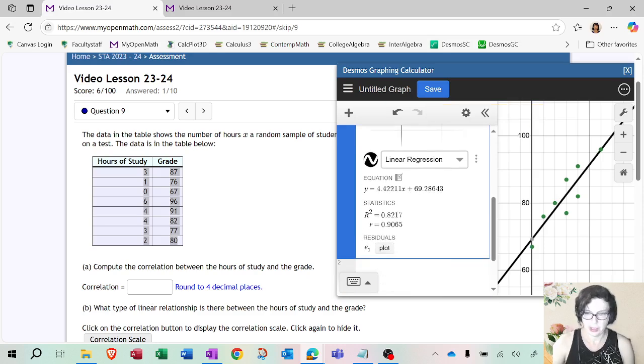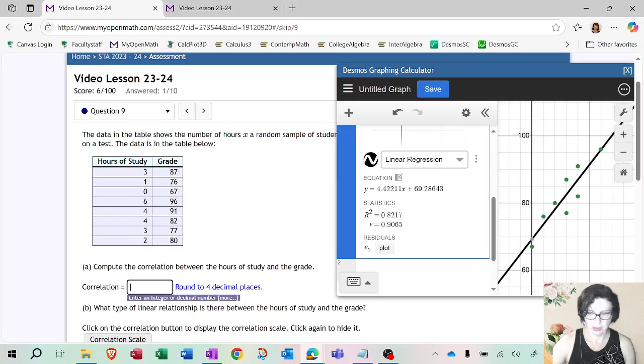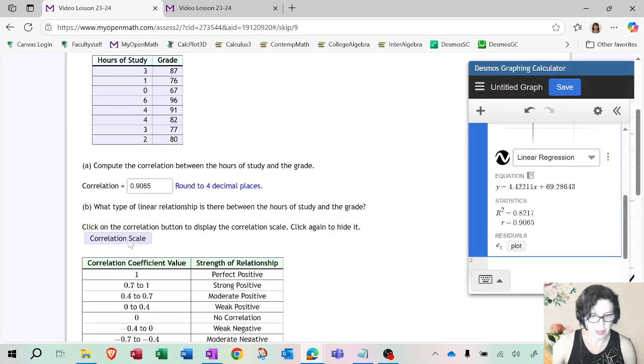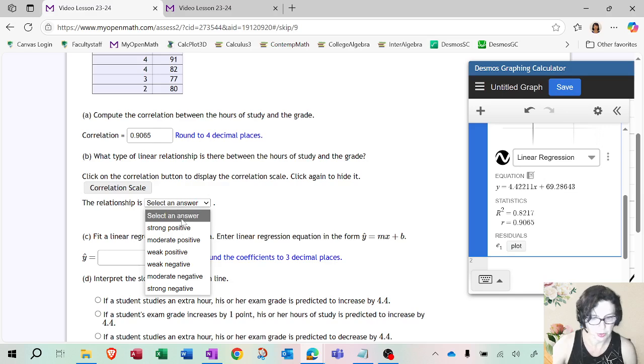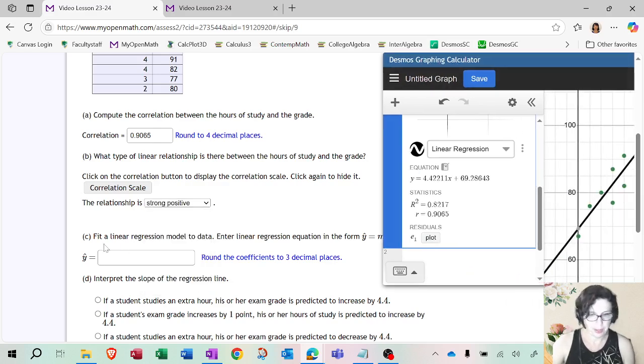And it asks us correlation. So correlation is the value of R right here. So this is correlation. Okay, that's the correlation coefficient. So that's equal to 0.9065. And according to our scale, if we look at the scale, the correlation is definitely positive. So we do have a positive relationship, and it is between 0.7 and 1. So it's a strong positive relationship. So let's select that.